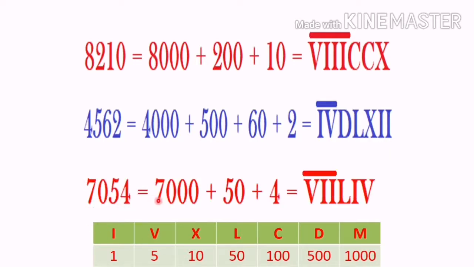The next one is 7054. So there's 7000 plus 50 plus 4. For writing 7000, you write 7, then put a bar. For 50, we write L, and 4, we write IV.